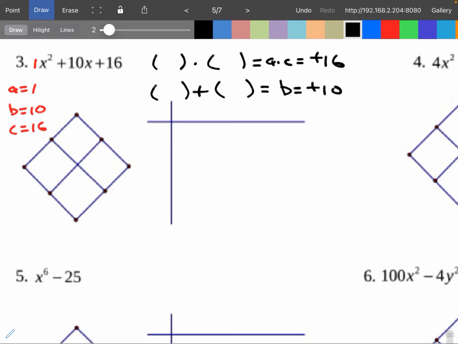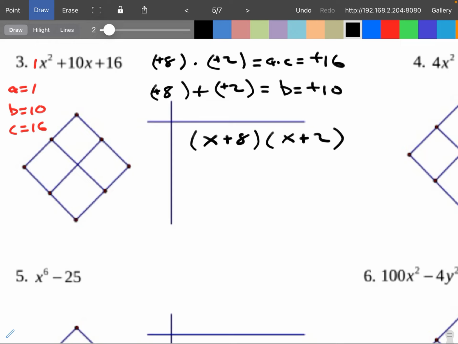So what did you guys say? 8 and 2? Yeah, so positive 8, positive 2. All right, so then again, A is 1, so we would have a 1x and a 1x. And then we got a positive 8 and a positive 2. So then we would write plus 8 and plus 2.